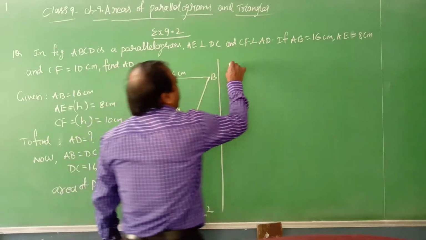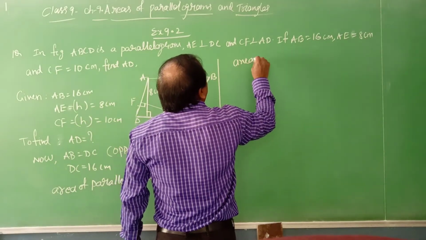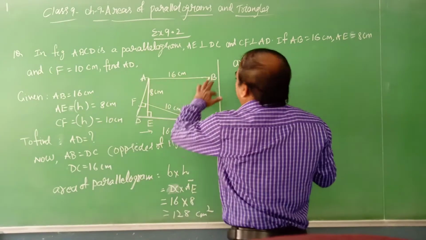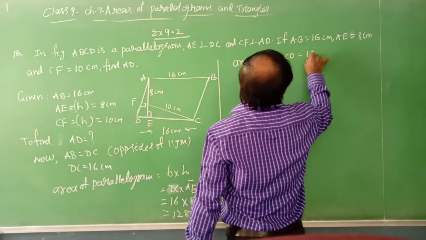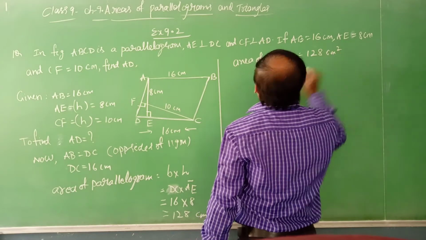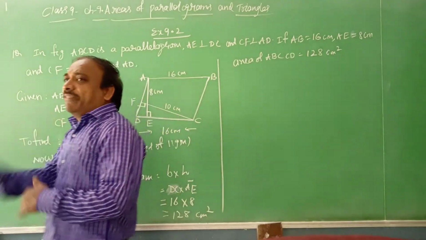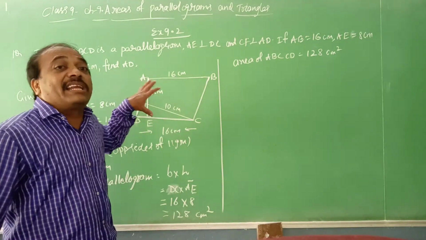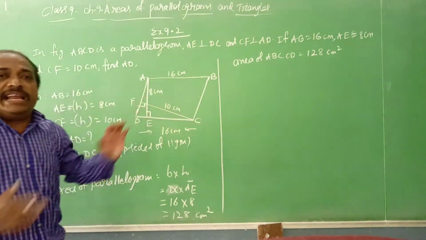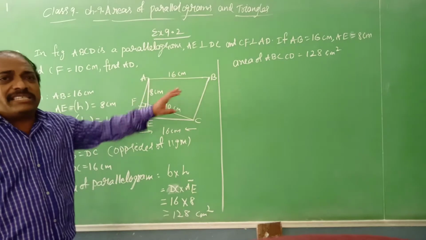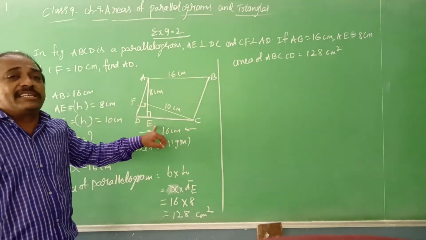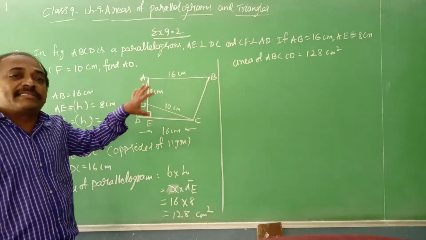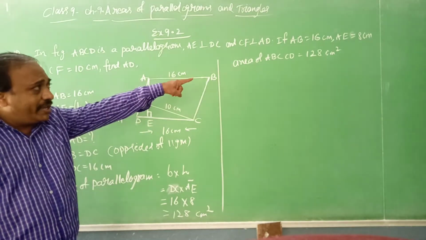So the area of ABCD is equal to 128 centimeter square. But whatever the base you consider, whatever the altitude you consider, the area remains the same for any closed figure. The area doesn't change. So now we got the area.